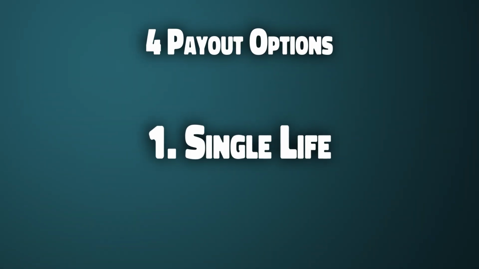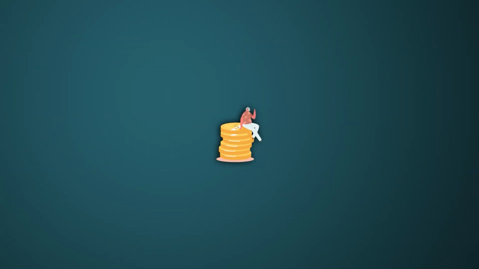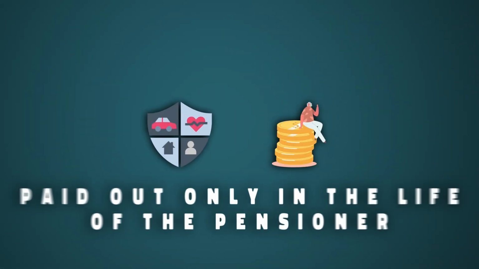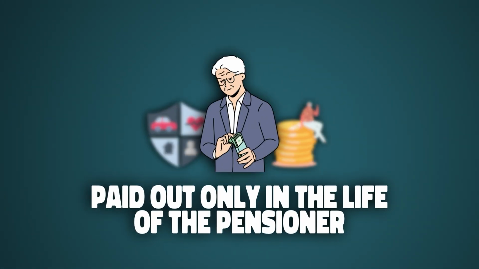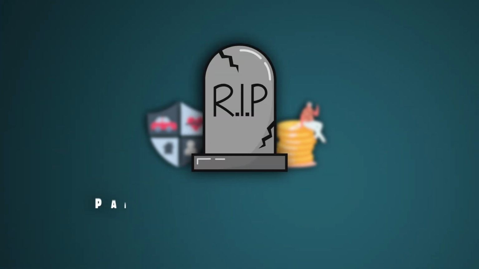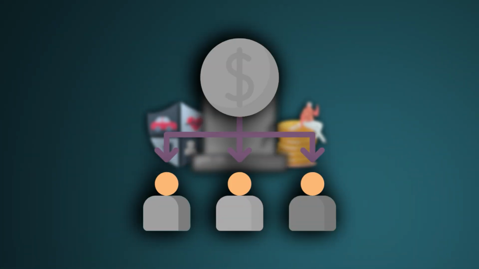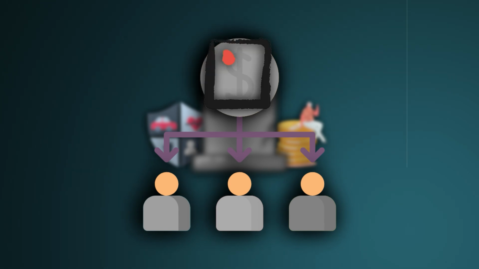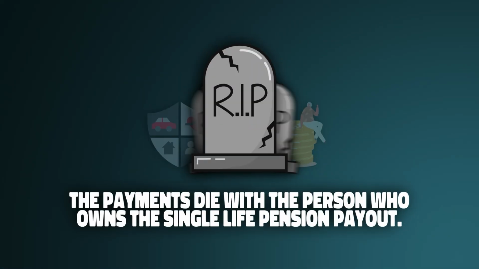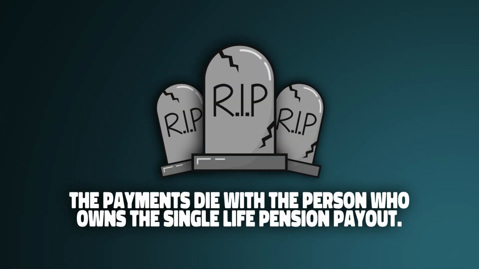You're going to have what's called a single life payout option. This is where you are paid out or insured on only the life of the owner of that pension. If that person were to die, there's no beneficiary, no one inherits the pension payments, there's no future payments, and the payments die with the person who owns the single life pension payout.